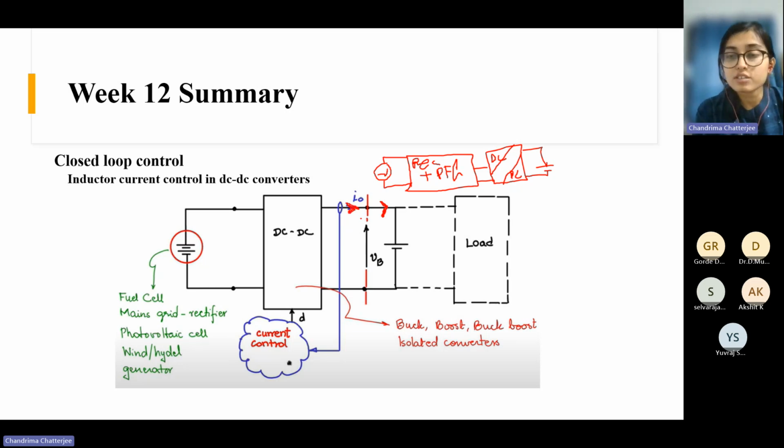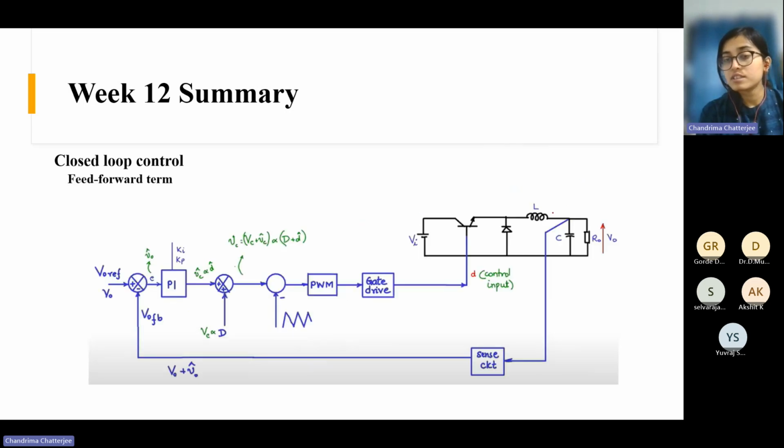Now for the output current control, the only way to control this current is to control the inductor current. So usually for DC-DC converters, we control the inductor current to control this output current. For a buck converter, the average of the inductor current is the same as the output current, because through the capacitor only the ripple portion goes. So the average here and the average here are basically the same.